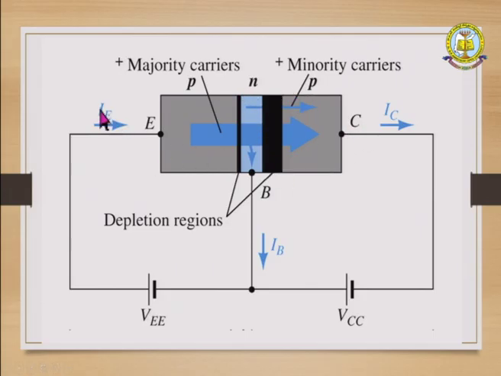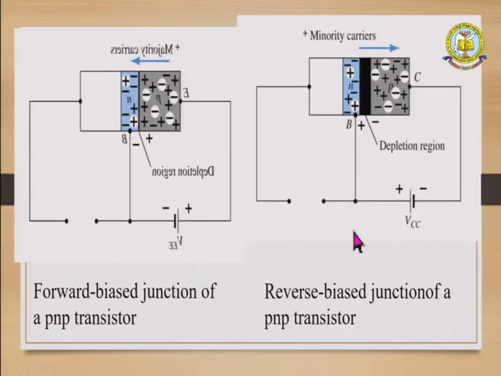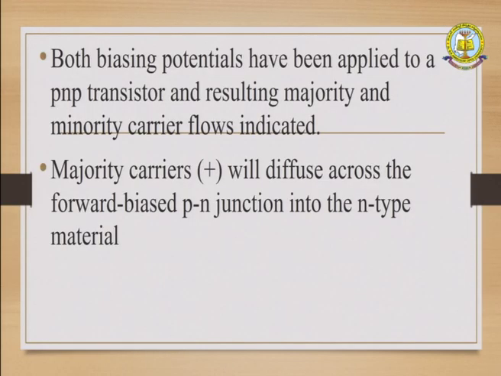Here the emitter current and collector current. This is the base current. Okay. You see this one, VGG and VCC are both dependent. This is the NPN reverse bias, forward bias circuit. This is the reverse bias circuit. In this one VGG is the forward bias and VCC is the reverse bias. So both bias potentials have been applied to the PN junction transistor, and the result is the majority and minority carriers flow as indicated in this circuit.